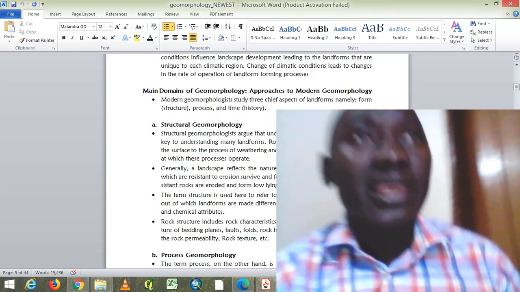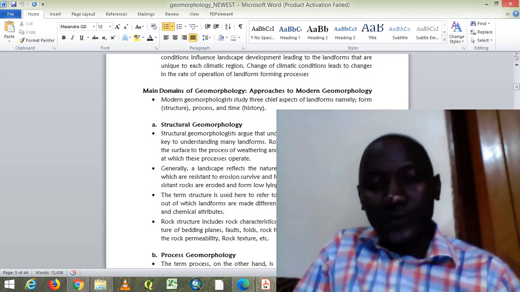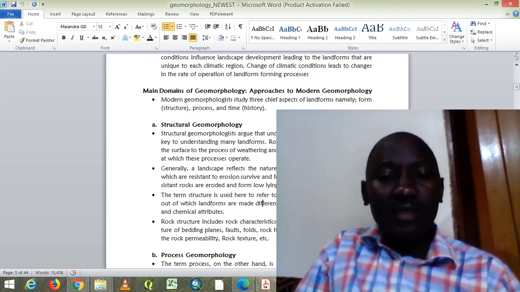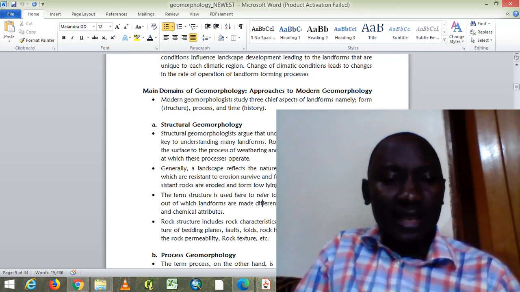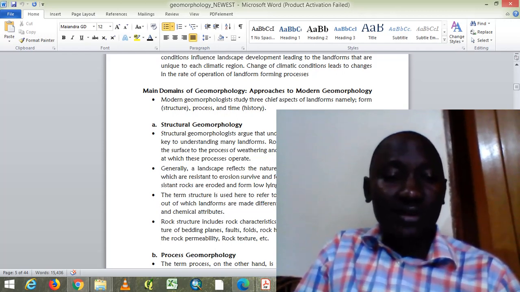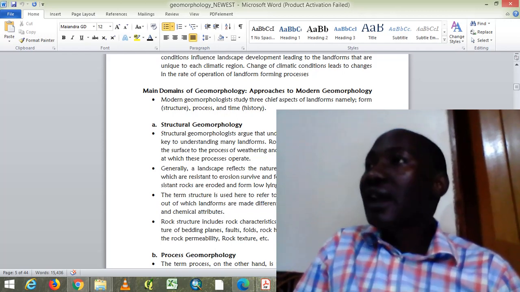So when we are talking about weathering processes and we talk about the nature of the parent rock, under this structural geomorphology, these are people who pay emphasis to the structure of the rock and how it influences the rate at which the weathering processes and other processes operate on these landforms. So therefore, to them, landforms reflect the nature of the underlying bedrock, i.e. rocks which are resistant to erosion survive and form uplands like hills, while less resistant rocks are eroded and form low-lying features like basins and valleys.